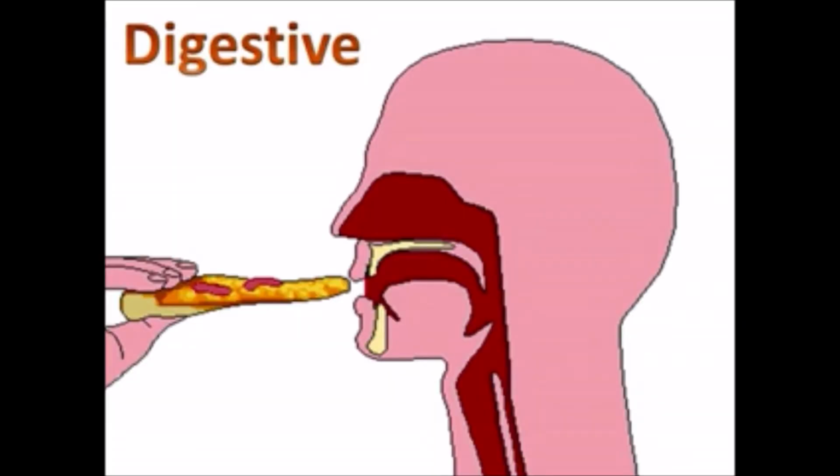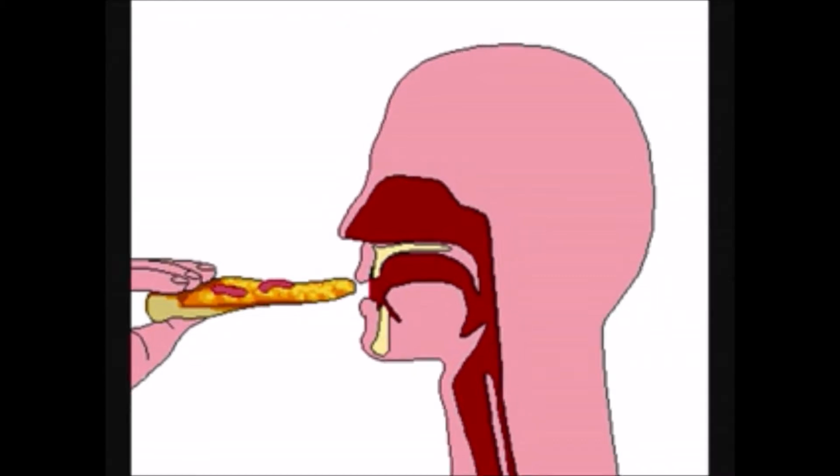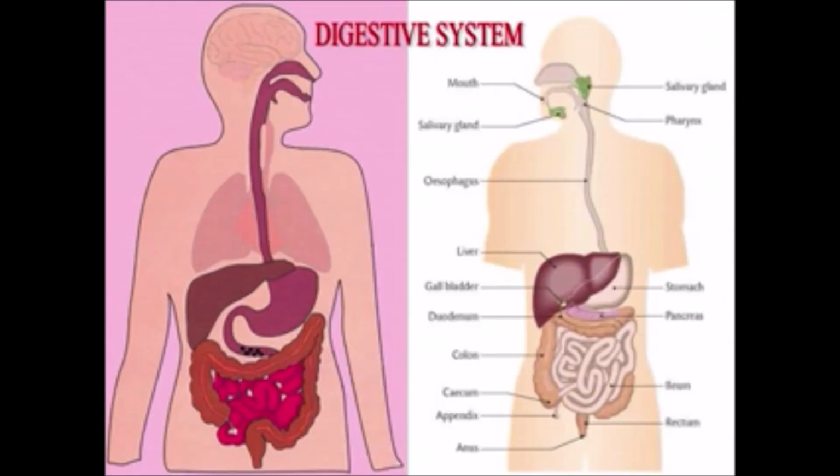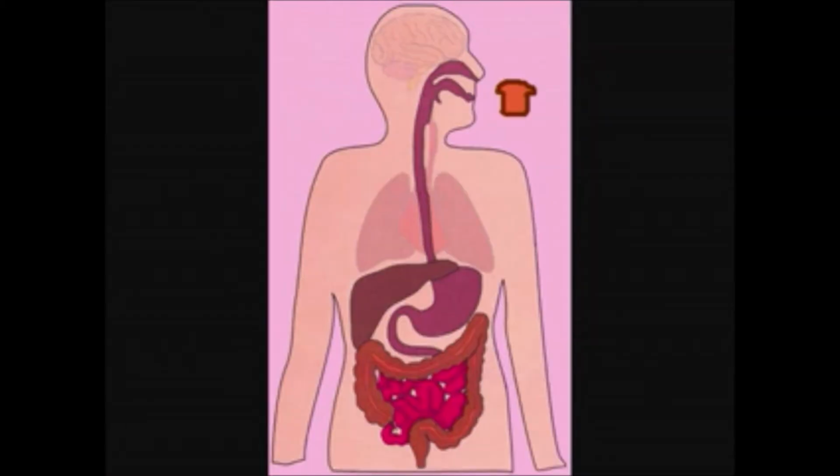Digestive system. Closely observe the digestive system. When you eat, the food goes into your mouth and gets ground by your teeth, and it will be mixed with the saliva which the salivary glands produce. And then it goes from the pharynx through the esophagus into your stomach.